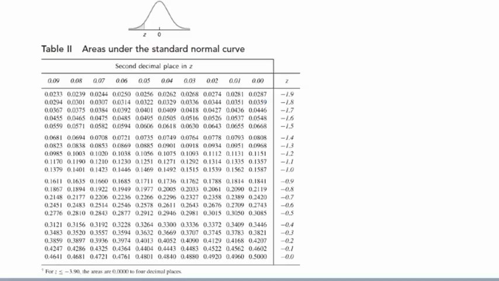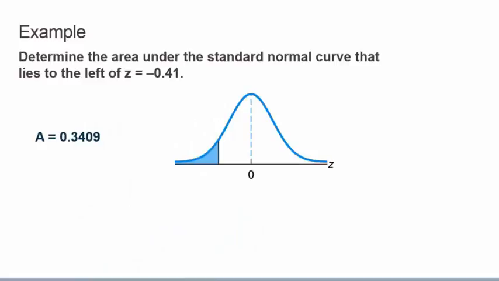Since our z-score was -0.41, we want the row for -0.4, and then the column for 0.01. They cross at 0.3409. Our area equals 0.3409.